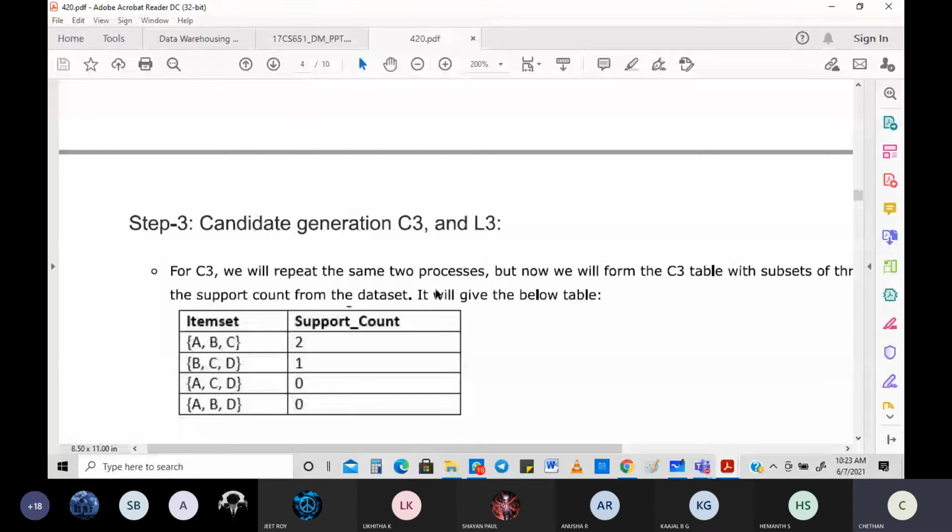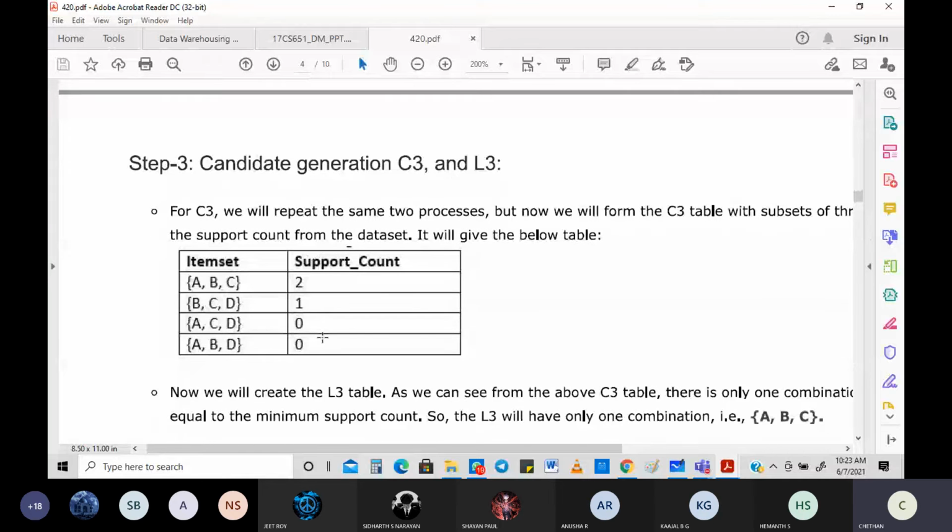ABC is coming twice. BCD is coming only once. Our minimum support is 2. So if we keep only those which have a minimum support of 2, what are you going to get? You are going to get only 1, not more than 1. What is that only one you are supposed to get? You can see very clearly, there is only one thing that is coming through.